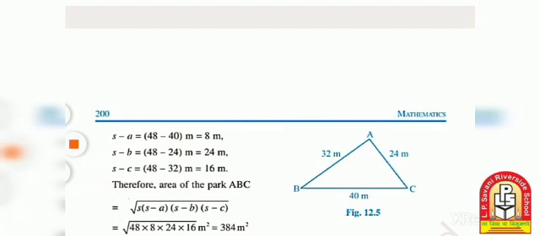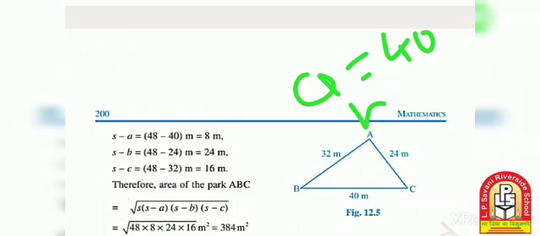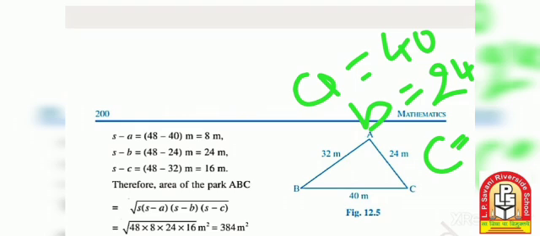Let's learn one new thing. Here the length of side a equal to 40 is the opposite side of angle A. b equal to 24 is the opposite side of angle B. And c equal to 32 is the opposite side of angle C. So small a is the side opposite to angle A, small b is opposite to angle B, and small c is opposite to angle C. We have to take sides using this.